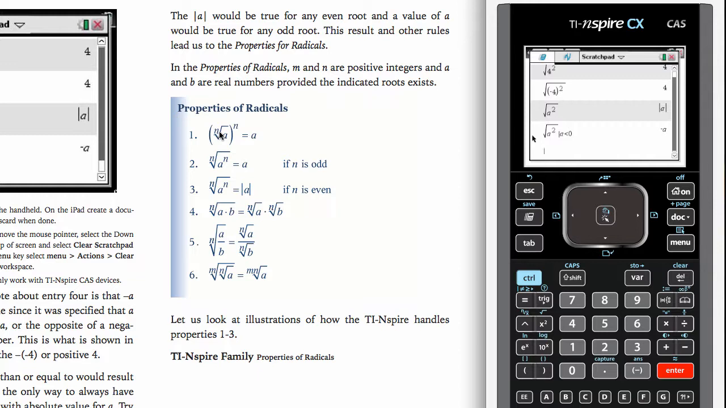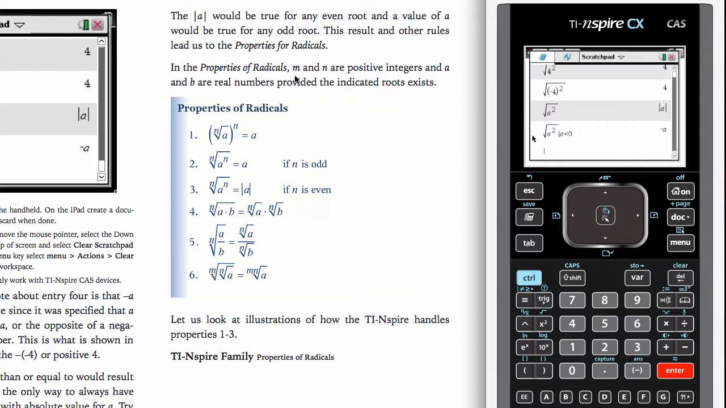So if we have an index and it's raised to the nth power on the outside, the answer is A. If we have an index and the nth power is on the inside and n is odd, the answer is A. But if we have an even power and an even index, the answer is the absolute value of A. If we have the nth index of two things that are multiplied, we can break this down into the nth root of A times the nth root of B.